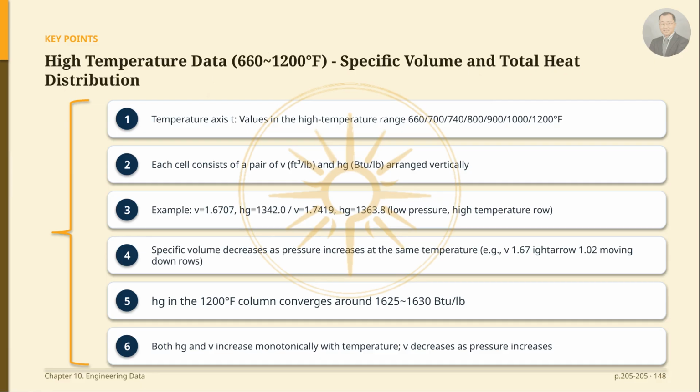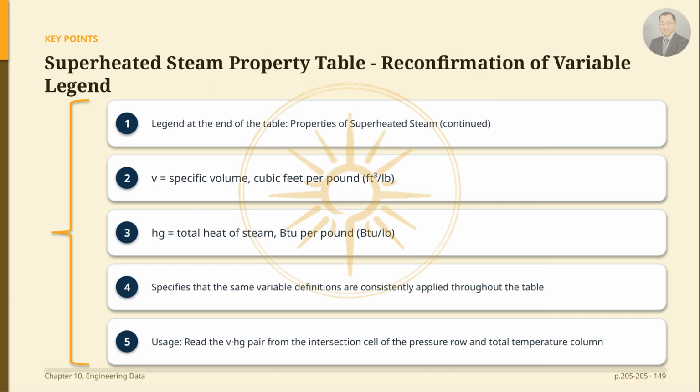In summary, as temperature rises, both total heat and specific volume increase, while as pressure rises at a constant temperature, the specific volume decreases. This final chunk is the variable legend presented again at the bottom of the table, along with the indication that the properties of superheated steam table continues. It reconfirms that V is the specific volume in cubic feet per pound, and Hg is the total heat of steam in BTU per pound.